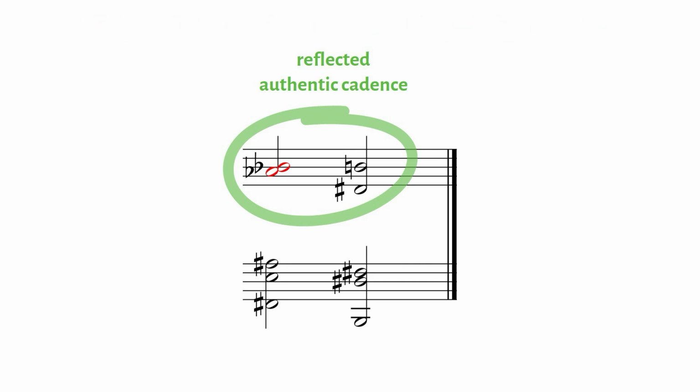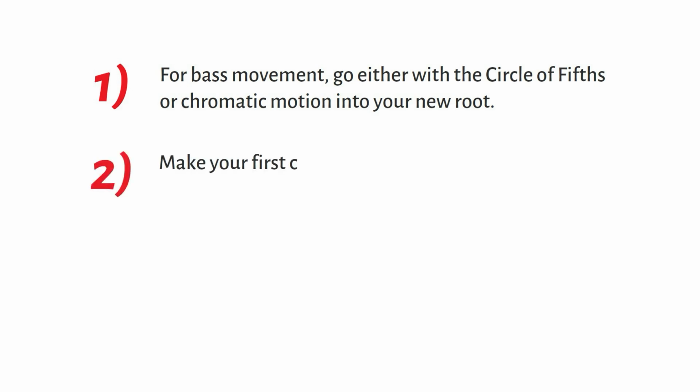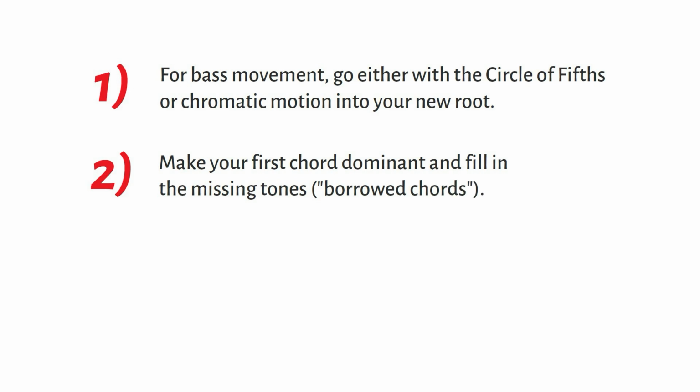To summarize, here are 3 key ideas to remember. First, for bass movement, use either stepwise transitions on the circle of fifths or chromatic movements to reach your desired tonal center. Second, make your bass structure dominant and fill in any missing notes. Many call these borrowed chords.